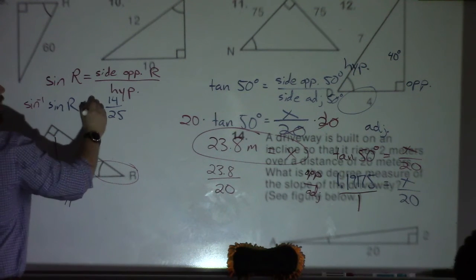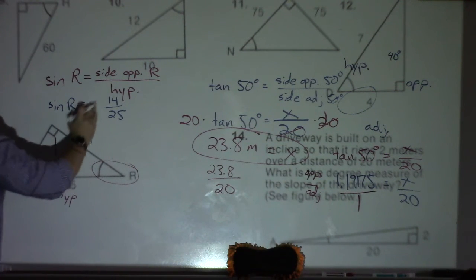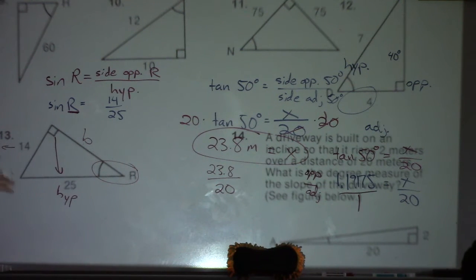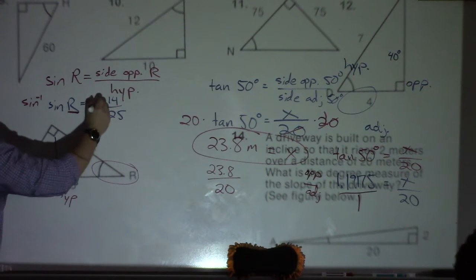Now I need you to focus on this because I saw a lot of students doing silly things that didn't make sense. You need to identify what operation you need to undo. The reason why we know it's arc sine is because I'm solving for what? R. What do I need to get rid of? Sine, right? I need to identify what operation I need to get rid of. I have the sine of R, so I need to take the arc sine of both sides.